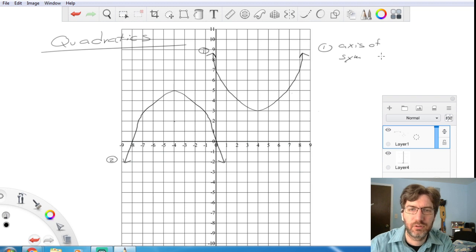How do I spell symmetry? There's 2 M's. Is at the line x equals 4.